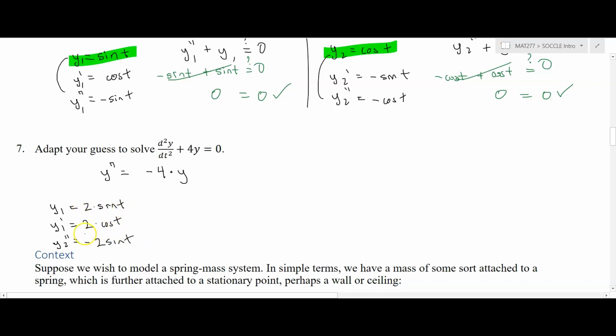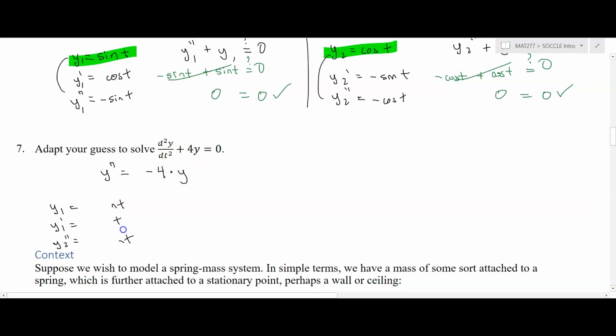So you can see that they're opposite signs, which the 2 would have worked up here, since 2 sine of t minus 2 sine of t is 0. So one thing to note is that any constant multiple of a solution is going to work, but this 2 here is not going to allow the second derivative to be 4 times bigger. So we've got to think about the chain rule here.